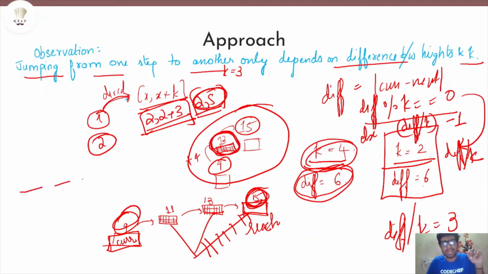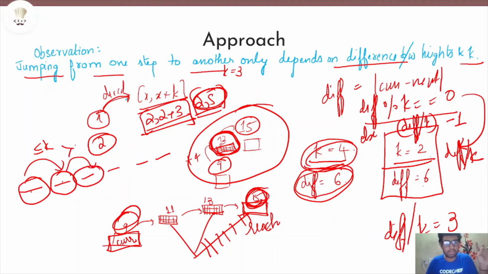So we will process index by index, and we will check this difference. If this difference is less than or equal to k, nothing, no steps need to be constructed. It's a direct jump. However, if this difference is greater than k, then there will be two cases. In order to reach this from here, if difference mod k equal to 0, do difference by k minus 1 steps. Otherwise, construct difference by k steps. Once you do this, you can jump from here to here.